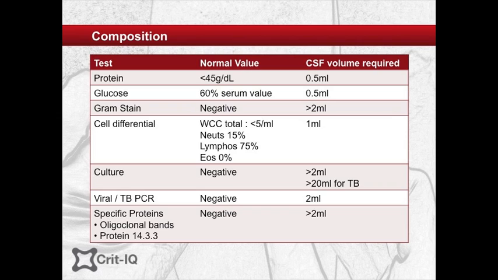Gram stain. In untreated patients with bacterial meningitis, the sensitivity of gram stain is 60 to 80%, reducing to 50% for treated patients. Other stains include India ink staining. This is required for identification of yeasts such as Cryptococcus and Candida species.